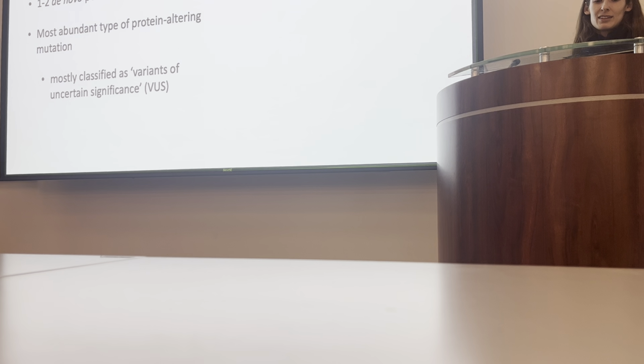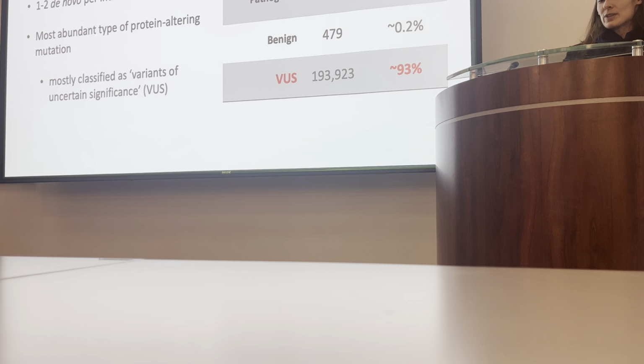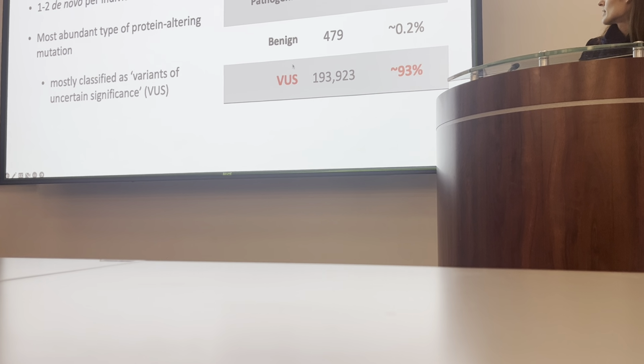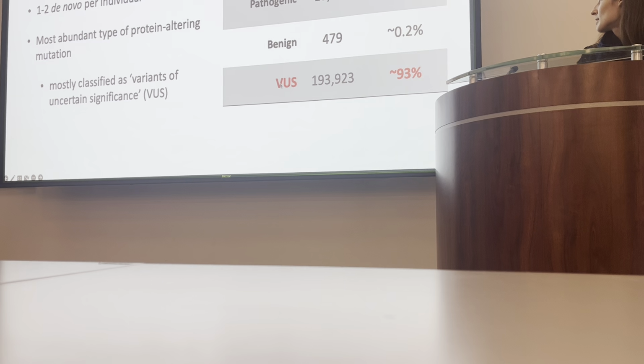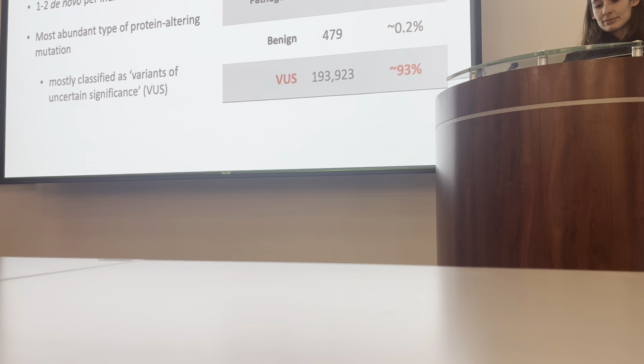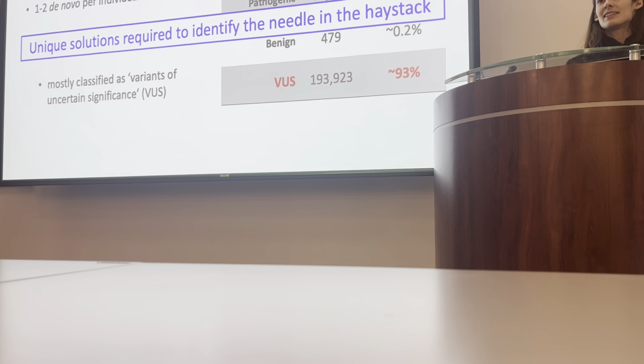So this is the most abundant type of protein-altering variant, and most of them are classified as variants of uncertain significance. And you can see this is a curation of clinically relevant variants, and it's called ClinVar. And if you look at the missense breakdown of classification, 93% of missense in this database are classified as variants of uncertain significance. So unique solutions are required to identify the needle in the haystack, or the pathogenic variant amongst the sea of benign.